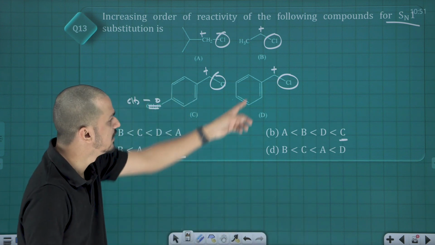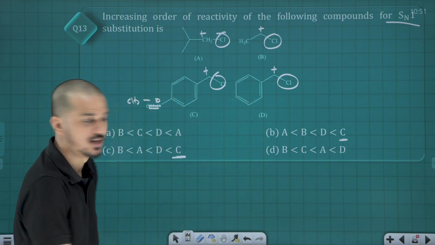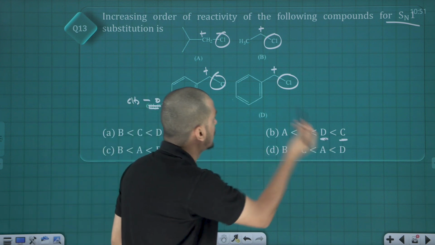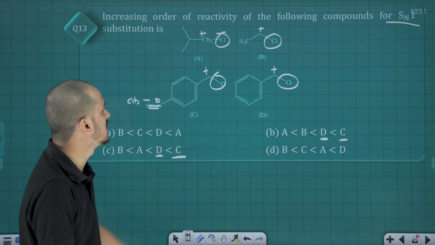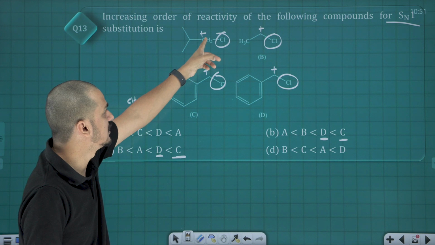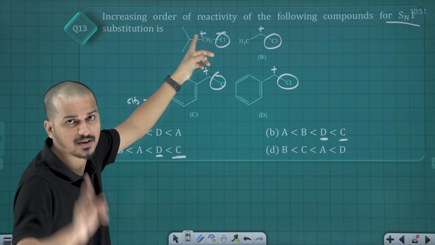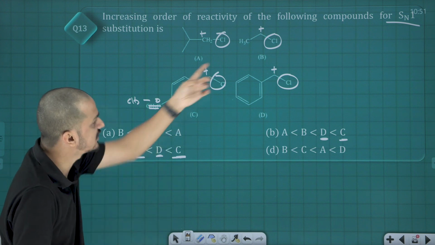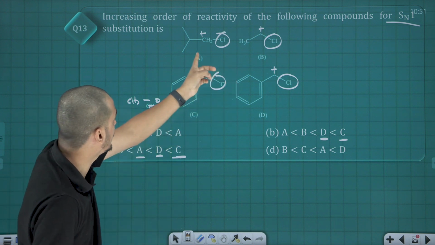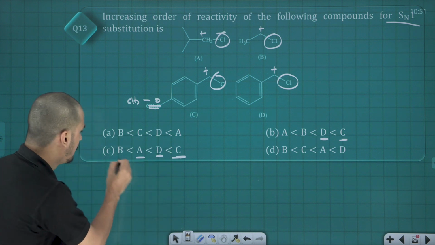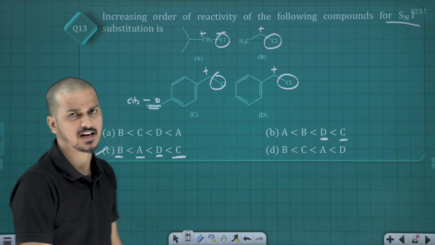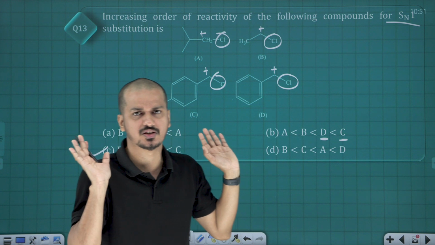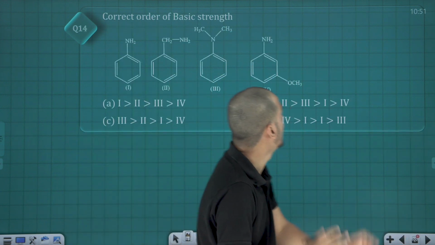After that, which one will come? D, because benzylic is more stable. D will come. After that, which is more stable? A, because this can shift to here, that will become tertiary carbocation. Tertiary carbocation is more stable. After A, which is stable? B is stable. So option C is the correct answer. Only the stability of what? Carbocation. Ready? Yeah. We can move to the next question.